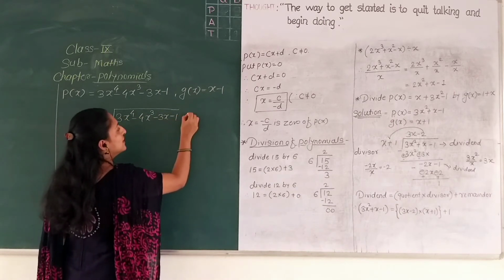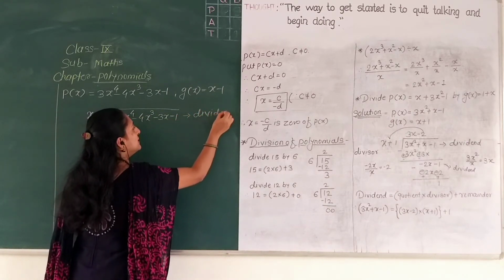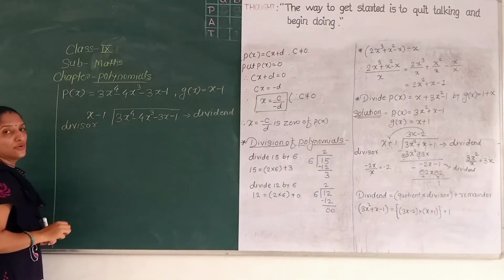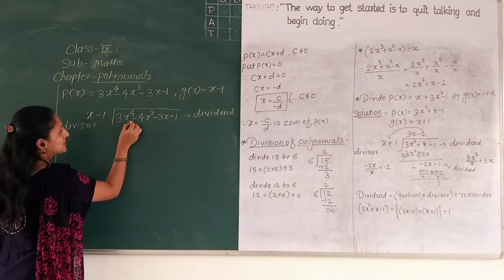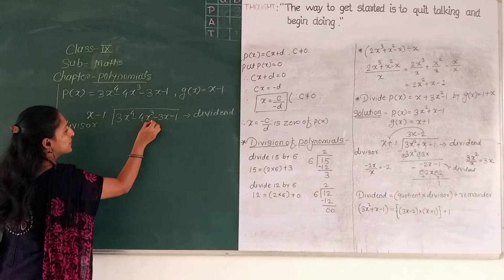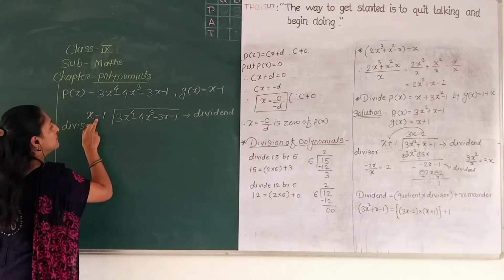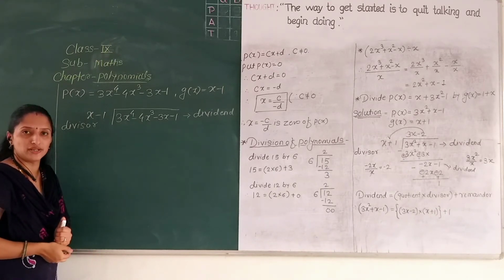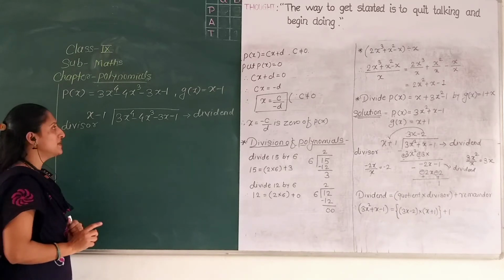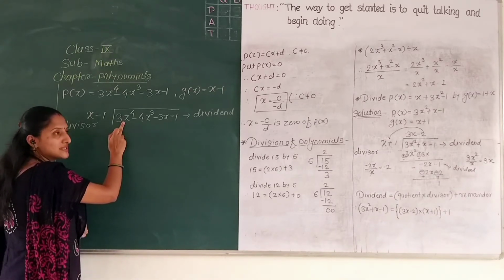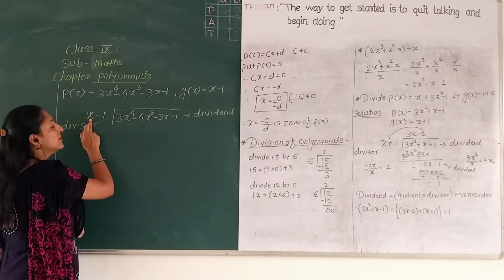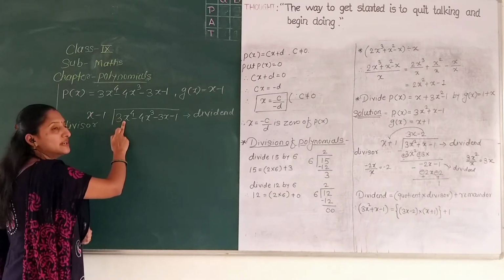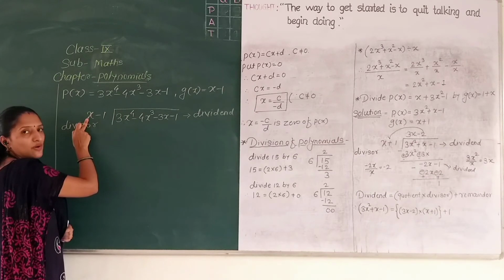So this is my dividend, and this x minus 1 is the divisor. Now we want to divide this 3x raised to 4 minus 4x cube minus 3x minus 1 by this polynomial x minus 1. So now we want to find our first quotient. For this, our first step is to divide the first term of the dividend by the first term of the divisor.